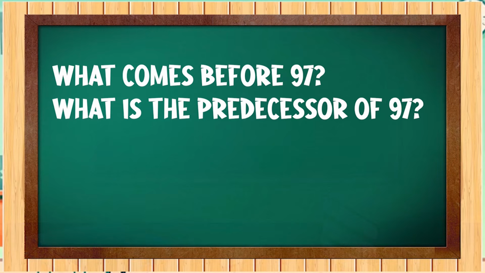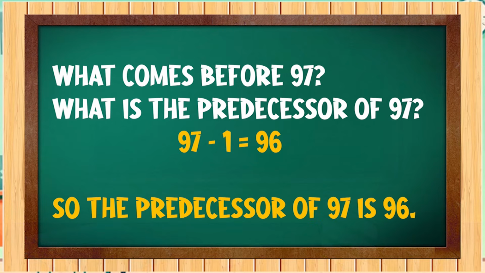Let's look at this example. What comes before 97? Or, what is the predecessor of 97? Here we're using the subtraction method. So 97 minus 1 will give us 96. So the predecessor of 97 is 96. 96 comes before 97.